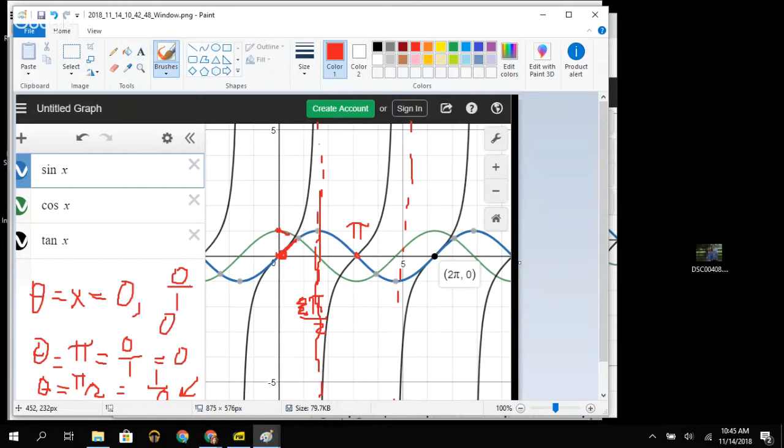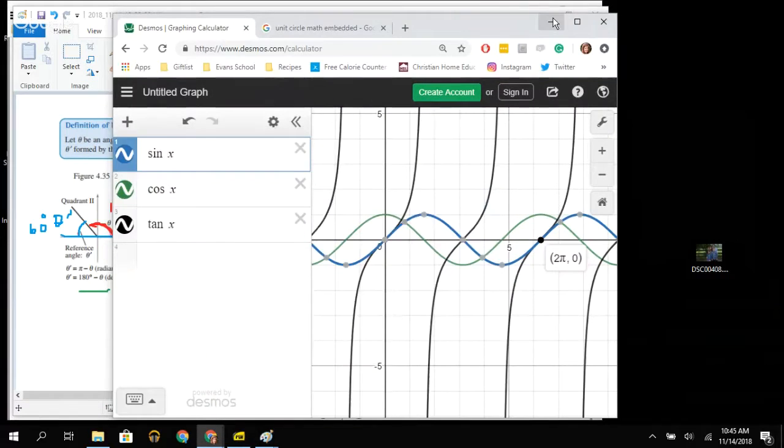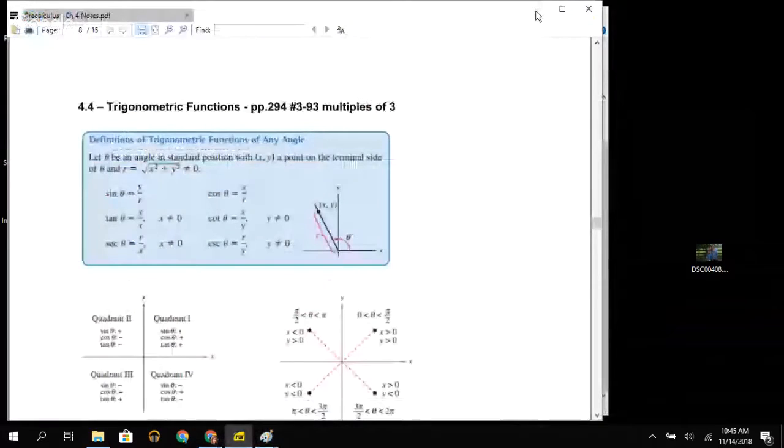I honestly think that you guys could probably tackle a lot of what is in 4.4. There's a couple of them where you just have to tell which quadrant it's in based off of the sign, not the sign function, but the sign of the value. I did want to show you one thing though, just to make sure. I know I threw a lot of information at you.